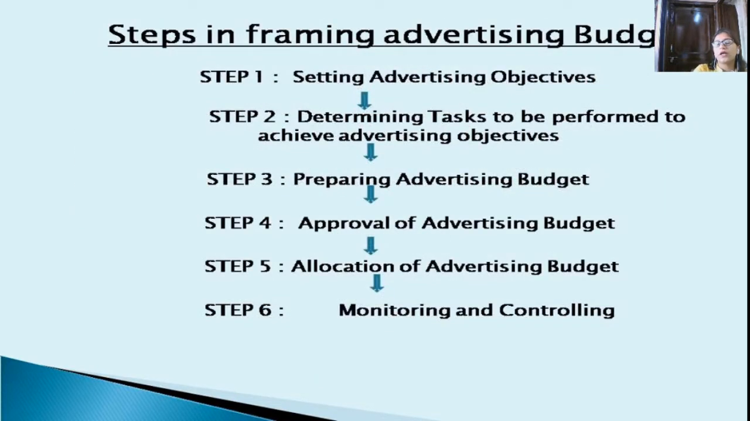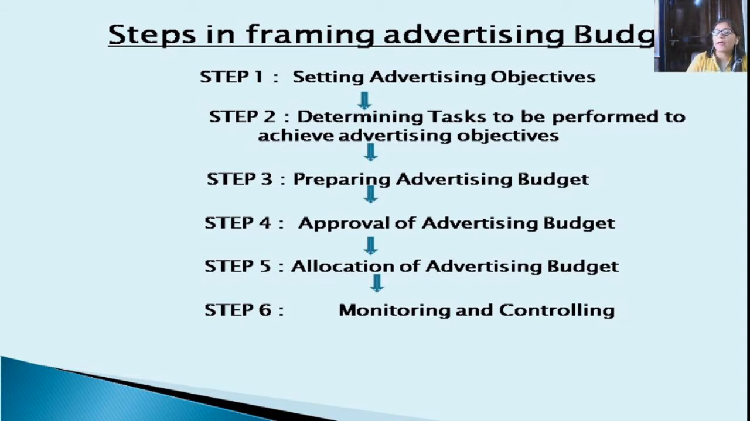Here are the steps in framing advertising budget. Step number 1, setting advertising objectives. We have to see what the objectives of the firm are. It can be to earn profit, to retain customers, or to have customer satisfaction. So first we have to define the objectives, then we have to determine the tasks to be performed to achieve advertising objectives. Tasks are the ways or methods which we have to go through to achieve those objectives.